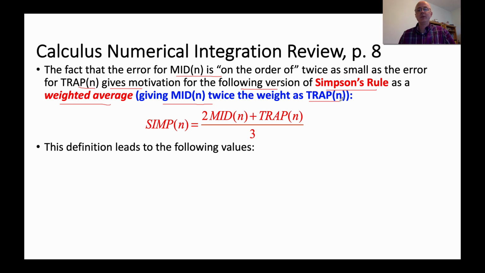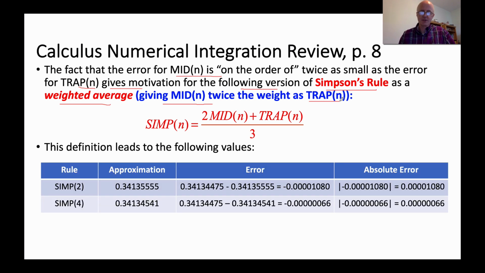This definition, if you use it, leads to the following values for Simpson's rule. When n is 2 and when n is 4, you get these two approximations that are pretty close to the true value. Here is more decimal places for the true value, to 8 places after the decimal, and then subtract those approximations. You get negative errors because these approximations are a bit too big. It's not clear why. And these errors are certainly close to 0. Their absolute values are very close to 0.